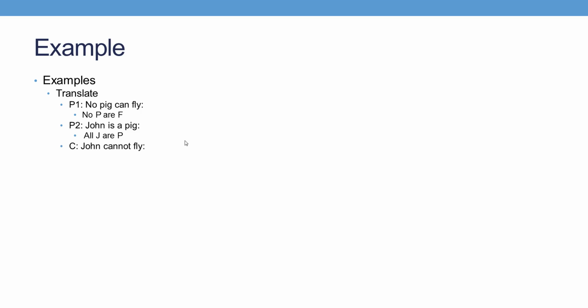And then lastly, we have John cannot fly. This claim is a little ambiguous. You can translate it in one of two ways, and either way will work, although one I think is better than the other. When I look at this, I think this says no things that are John can fly. And so I would translate this as no J are F. But you could also translate this as all things that are John are things that cannot fly. So all J are not F, although I think this is a little ambiguous. Either way, it won't matter for the STAR test.